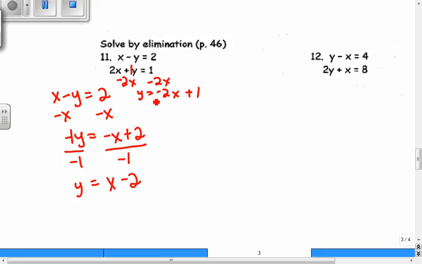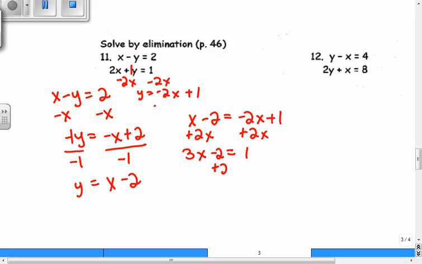For that equation. Now that they're both equal to y, I'm going to set them equal to each other. x minus 2 is equal to 2x plus 1. Okay, I want to get all of the x's on one side, so I'm going to add 2x to each side. 3x minus 2 is equal to 1. Add 2 to each side. 3x equals 3.